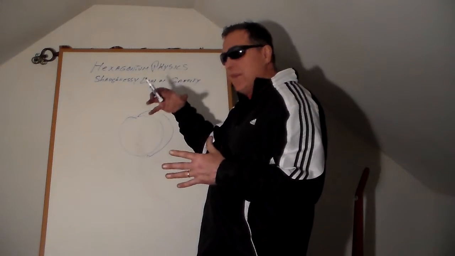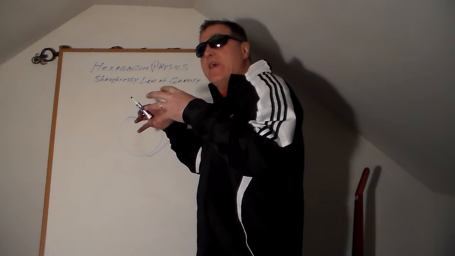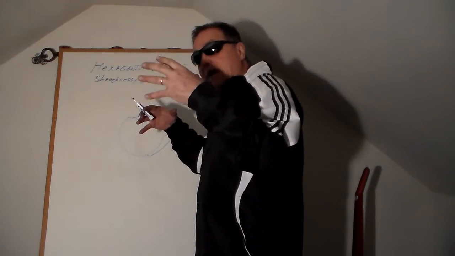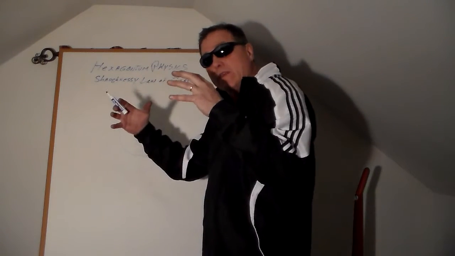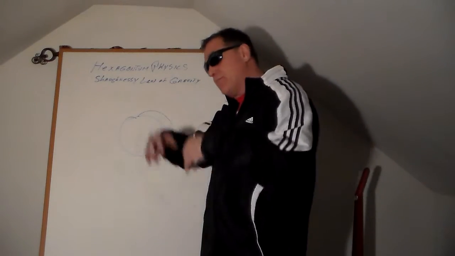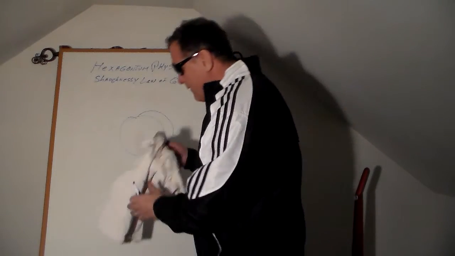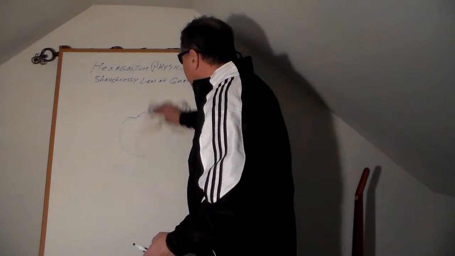And if you have a large mass on one side, it's going to lower the gravitational field on the other, and it's going to allow that to grow to balance it out. Otherwise, things would never click together. They would just spin up and disintegrate. Okay? All right, so that's hexagonum physics.